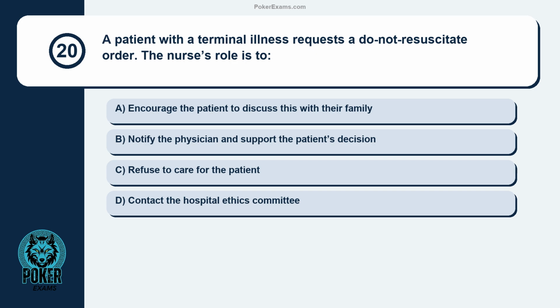Question 20. A patient with a terminal illness requests a do not resuscitate order. The nurse's role is to encourage the patient to discuss this with their family, notify the physician, and support the patient's decision. Refuse to care for the patient. Contact the hospital ethics committee.